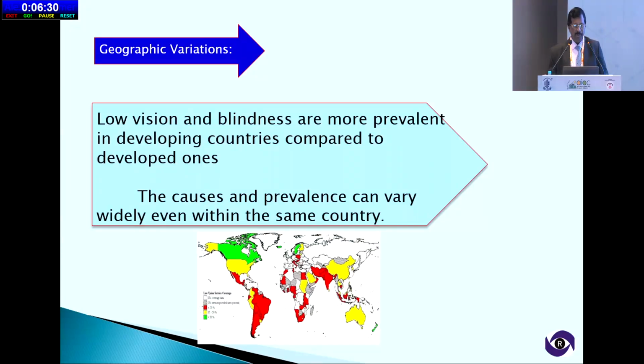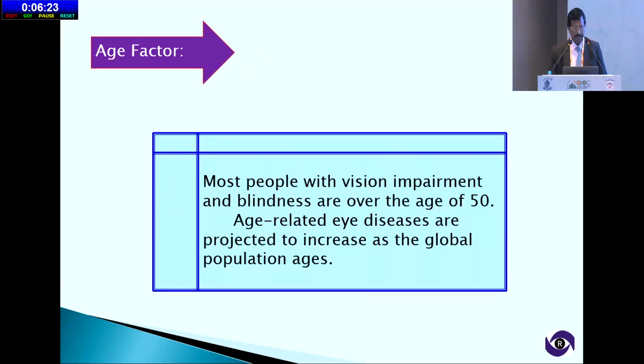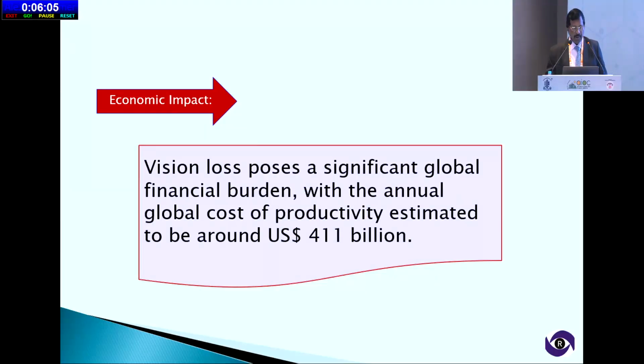Low vision and blindness are more prevalent in developing countries compared to developed countries, and the causes can vary from region to region in the same country. Age factor: the majority of people are more than 50 years of age. No doubt younger patients are also there, but age-related eye diseases are projected to increase as the global population increases. Economic impact: in our country, being a socio-economic average, I won't say poor, these people definitely have a financial burden.